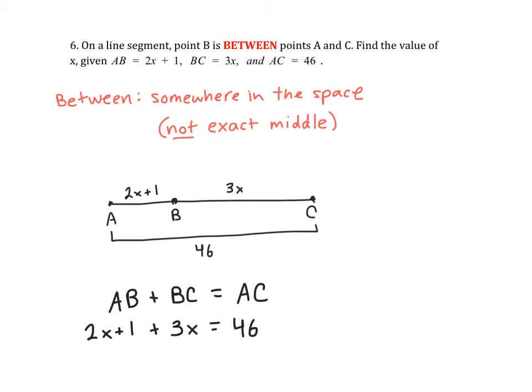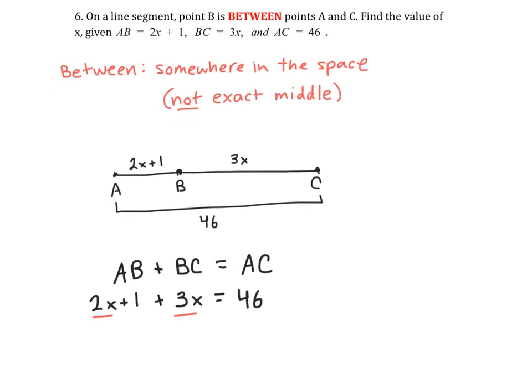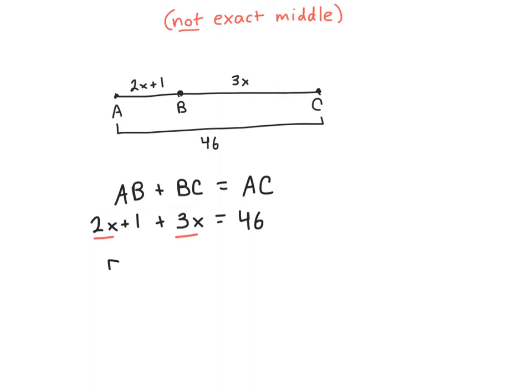So now all we need to do is solve. Let's combine like terms. So we get 5x plus 1 equals 46. Subtract 1 from both sides, and divide both sides by 5. And we get x equals 9.